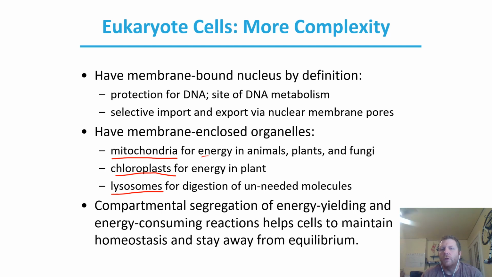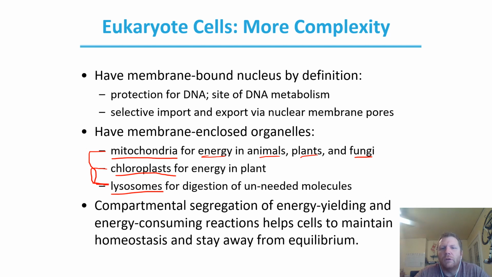Mitochondria are going to be for energy production in animals, plants, and fungi. Chloroplasts, on the other hand, are only going to be involved in energy production in plant cells. Lysosomes, all three of these, are things you'll get into in more depth in a metabolism class, but nevertheless, it's important to appreciate them. Lysosomes are where digestion of unneeded molecules, for example proteins, is going to take place, as they are degraded.